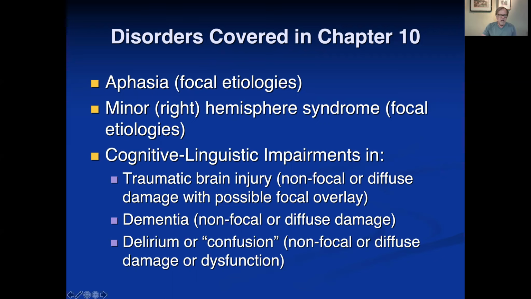Then the cognitive linguistic impairments, we break it down a little bit. And they are qualitatively different in some ways. Cognitive linguistic impairments in traumatic brain injury, cognitive linguistic impairments in dementia, and cognitive linguistic impairments in delirium or confusion. Well, let me just overview the difference between the two. Traumatic brain injury is from trauma and typically would start bad and get better, hopefully.